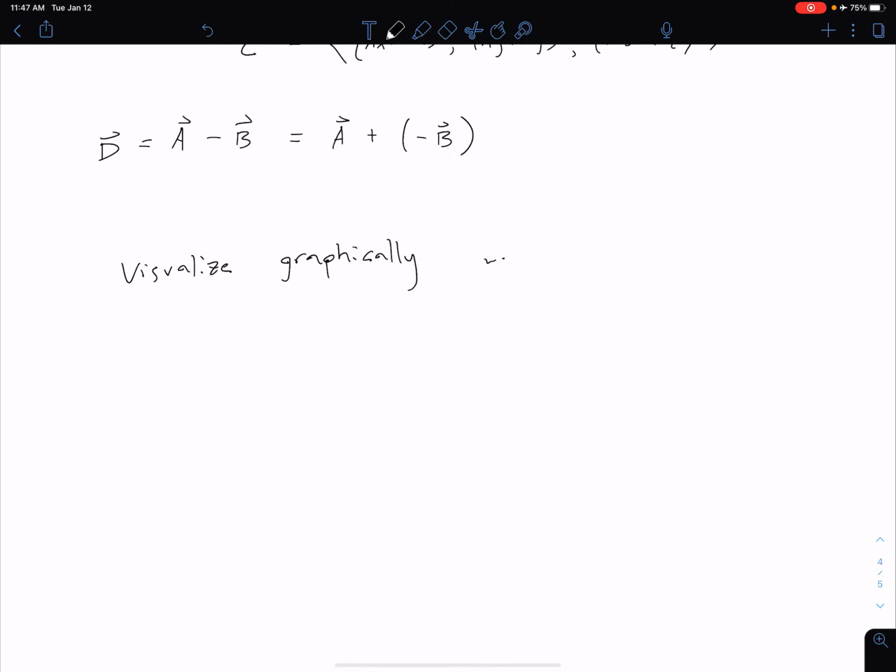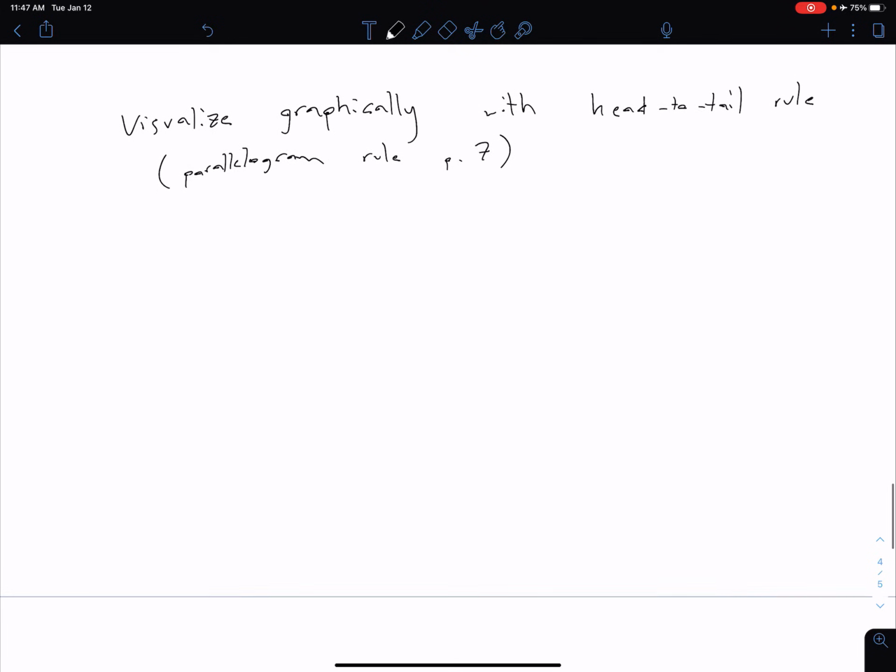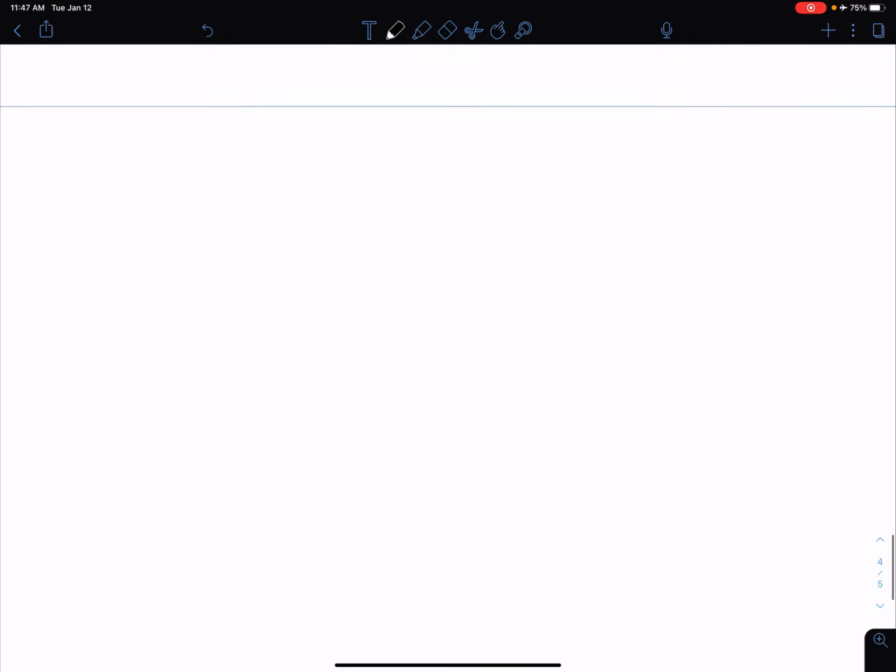There are a couple of different techniques. I'm going to show one here and then I'll mention where another one is in the book. We can visualize graphically with something called the head to tail rule, and that's what we're going to show here in a second. You can also do something called the parallelogram rule, which personally I think is a little more complicated than it needs to be. But if that makes more sense to you, you can look at that on page 7 in the textbook. So if we're going to do this graphically, let's consider our vectors graphically.